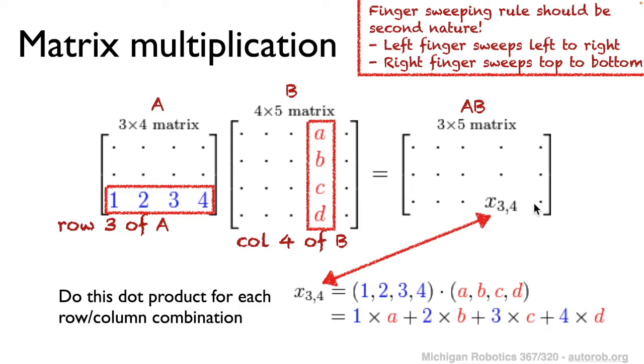Again, you can apply that finger sweeping rule, or you can imagine taking each row of your matrix on the left hand side and doing a dot product with the column on the right hand side to produce one element of the output. In this particular case, we're taking the third row of our input matrix, dot product with the fourth column of our right hand side matrix to produce the element at the third row and fourth column of our output. And so this is matrix multiplication.